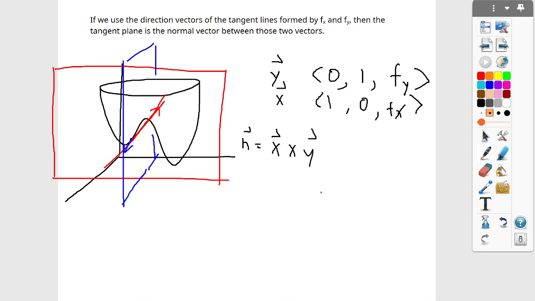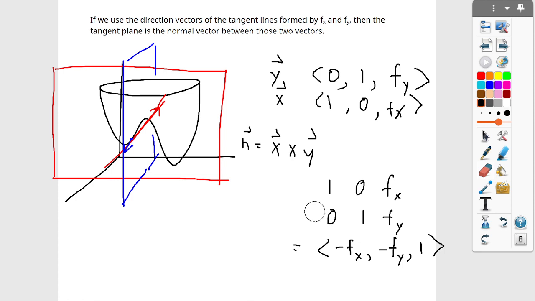So what do we get for the cross product of the two vectors? 1, 0, f sub x, and 0, 1, f sub y. This is equal to negative f sub x, negative f sub y, and 1. I'm just doing the cross product real quick. So for every one change in z, we get negative f sub x change in x and negative f sub y change in y. It's a little bit of a weird result, but we will see that this is the normal vector, and we will form our equation of the plane right now.